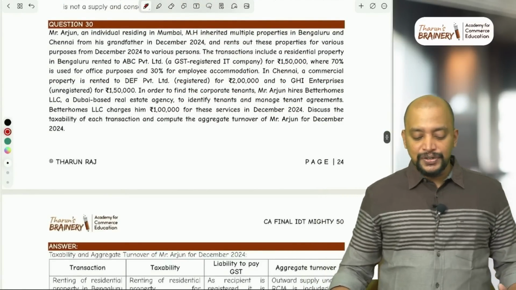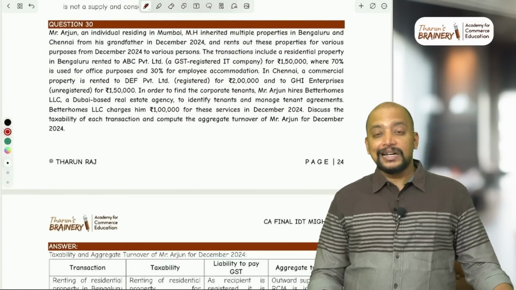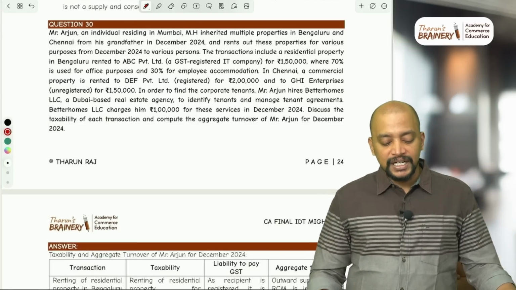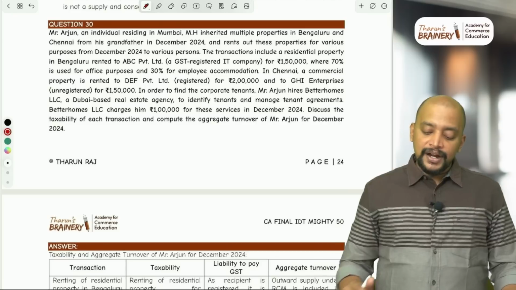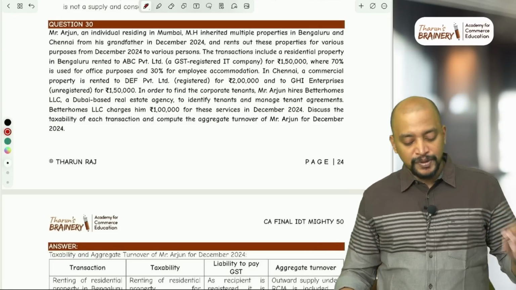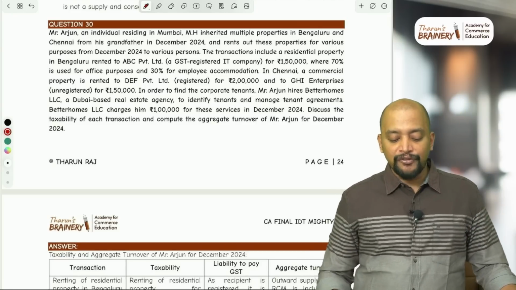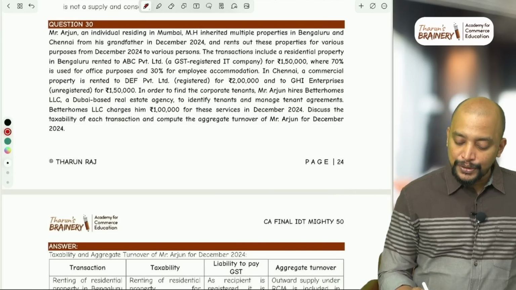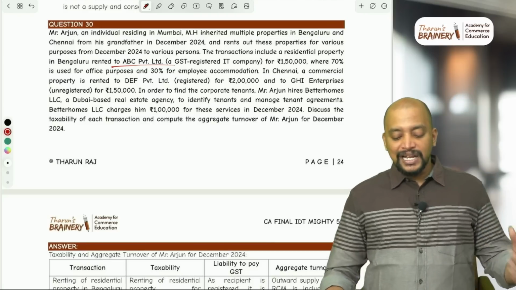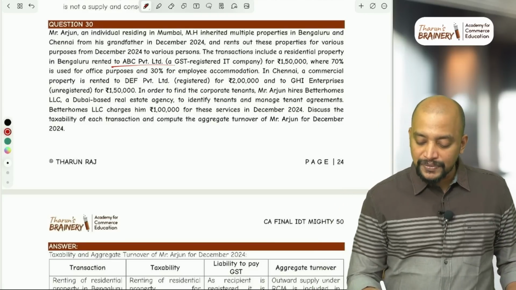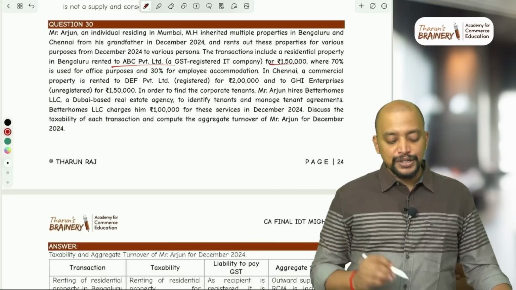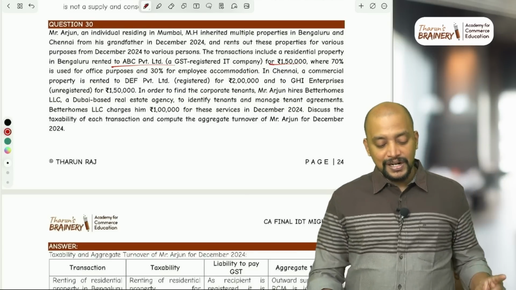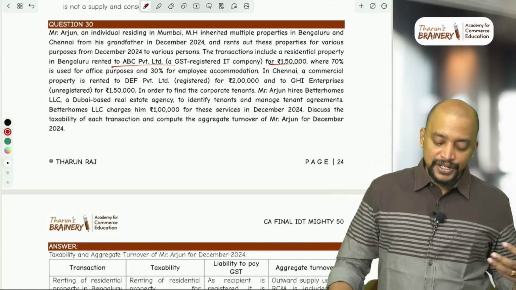Mr. Arjun, an individual residing in Mumbai, Maharashtra, inherited multiple properties in Bengaluru and Chennai from his grandfather in December 2024 and rents out these properties for various purposes from December 2024 to various persons. The transactions include a residential property in Bengaluru rented to ABC Private Limited, a GST registered IT company, for rupees 1,50,000, where 70% is used for office purpose and 30% for employee accommodation. So that is the first transaction. So, renting of residential property.